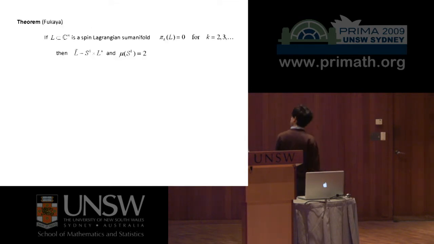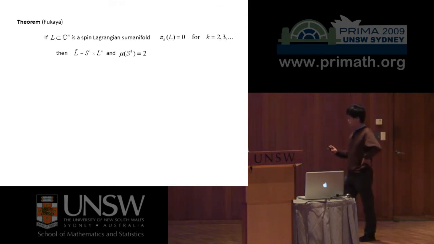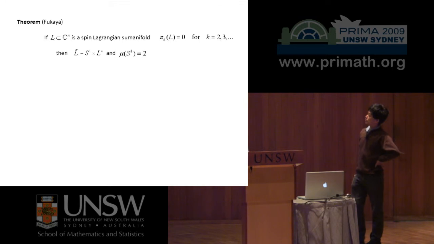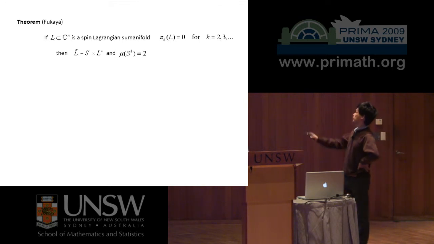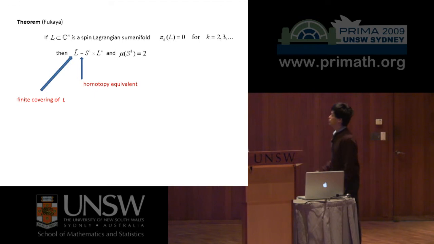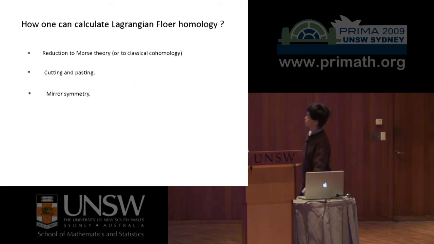And in another case, we have a bit more. It's not strictly Floer theory, but it's very related to Floer theory. If you assume your Lagrangian submanifold is a K(pi,1) space, meaning that all the higher homotopy groups vanish, then the Maslov index is 2. Moreover, your Lagrangian submanifold has a finite covering which is homotopy equivalent to S1 cross L prime. So you have a very restrictive aspherical manifold, and the Maslov index is 2. So this is another application.